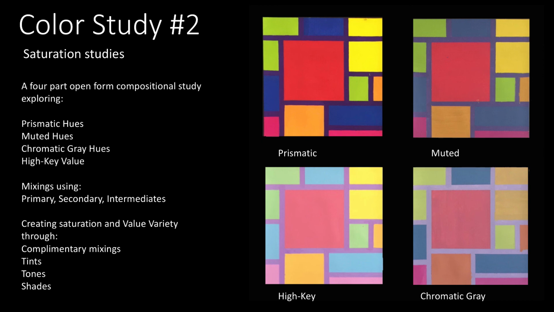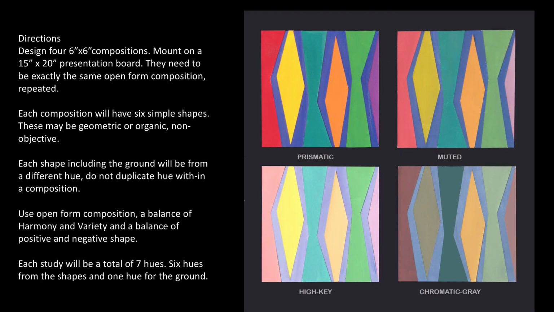What we're going to do here is do four open form compositions, and we're going to study each one in a prismatic color scheme, a muted color scheme, a chromatic gray color scheme, and a high key value color scheme. We're going to use primaries, secondaries, and intermediates, and then we're going to create saturation and value variety through complementary mixings, tints, tones, and shades. So here's an example that I did a couple of years ago.